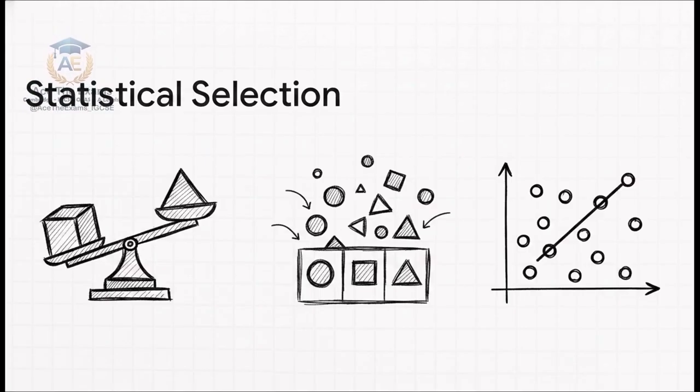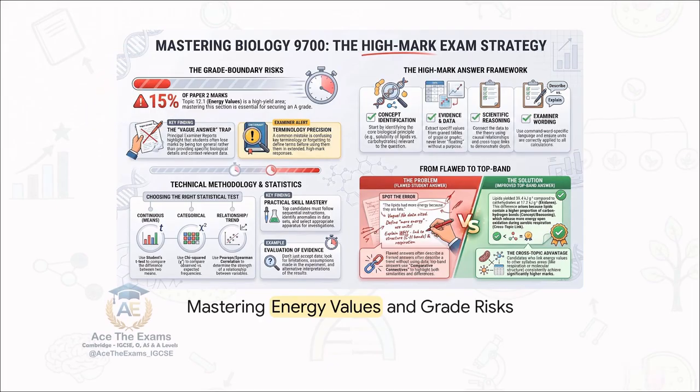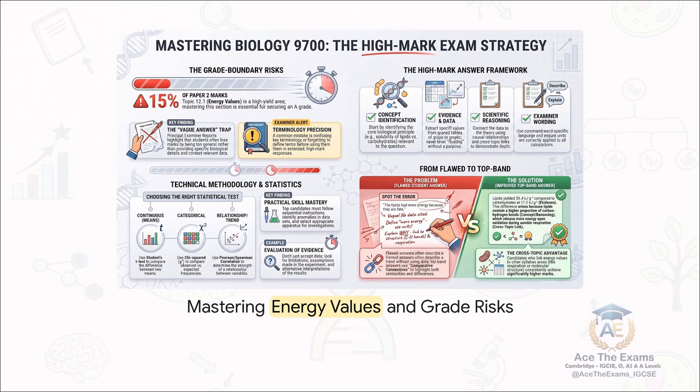Let's check out another high-yield area: energy values of carbohydrates, lipids, and proteins. Choosing the right statistical test here, like we see in the methodology section, prevents you from falling into what examiners call the vague answer trap. Because top candidates don't just quote numbers, they link energy values to other areas of the syllabus, like molecular structure or aerobic respiration. And that cross-topic advantage, that's exactly the kind of thing that pushes a student from an A to an A-star.